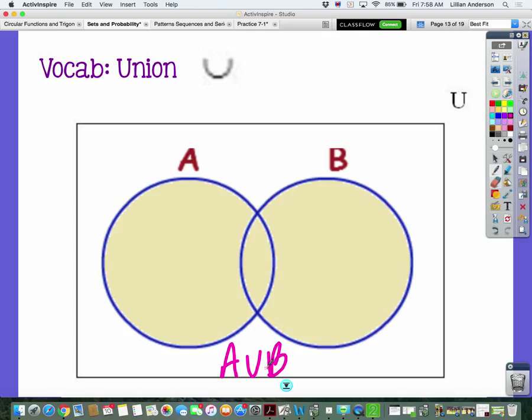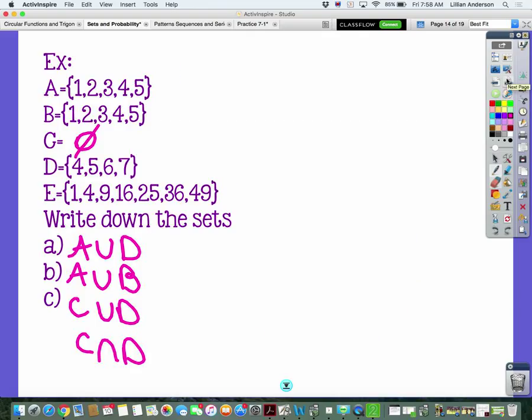Sometimes you'll be asked to shade these different types of sentences, like what I just wrote down in the pink. And so you have to make sure you understand what union means and what intersection means. So again, intersection means what they both have in common, and union is everything from both sets. All right, let's look at this one, okay?